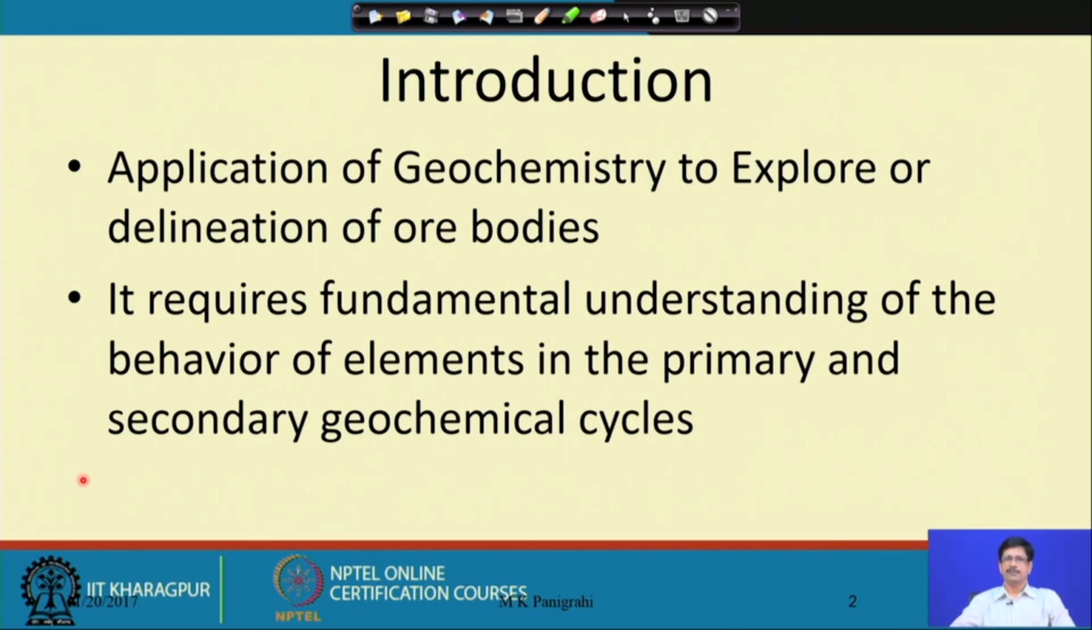And we divided them into different geochemical prospecting types such as lithogeochemical, pedogeochemical or soil geochemical, hydrogeochemical and biogeochemical. Today's discussion will be mostly focusing on soil geochemical exploration, because it needs some fundamental understanding about soil, because soil is the media from which we will be sampling.